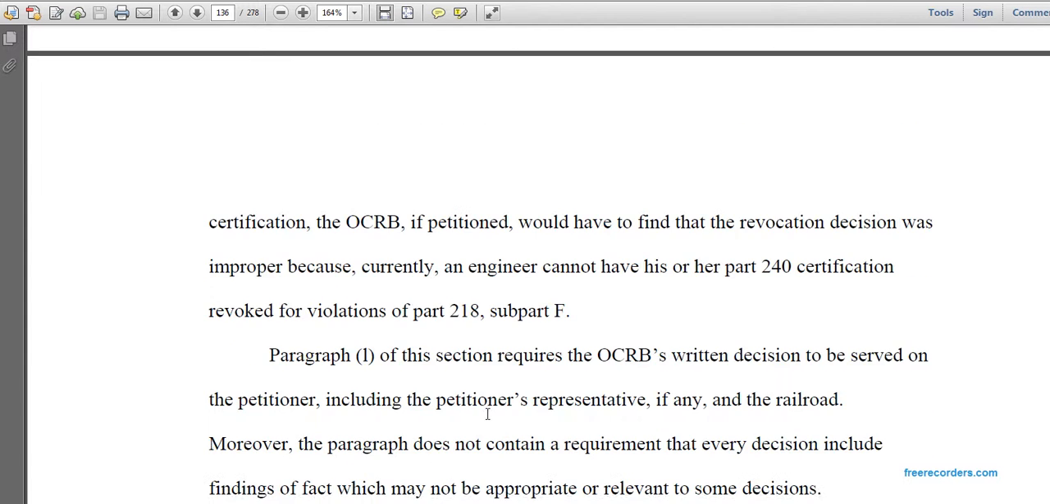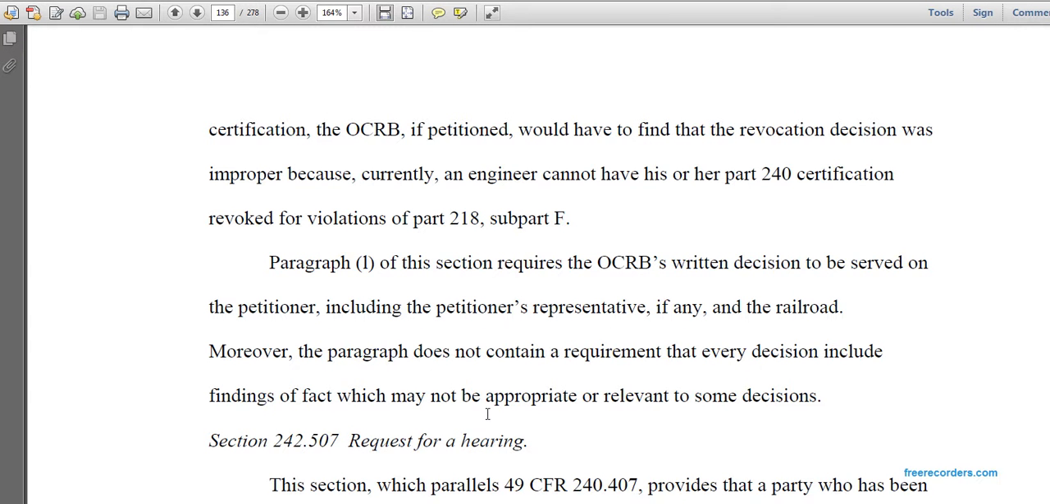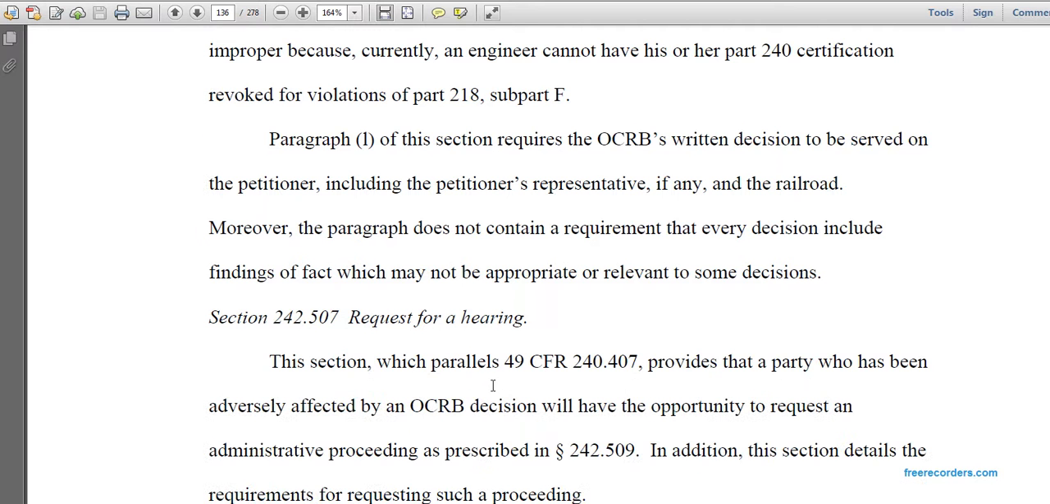Paragraph L of this section requires the Operating Crew Review Board to write its decision and provide it to the petitioner, including the petitioner's representative, if any, and the railroad. However, the paragraph does not contain a requirement for a discussion of the findings of fact in every decision, which may not be appropriate or relevant to some decisions.